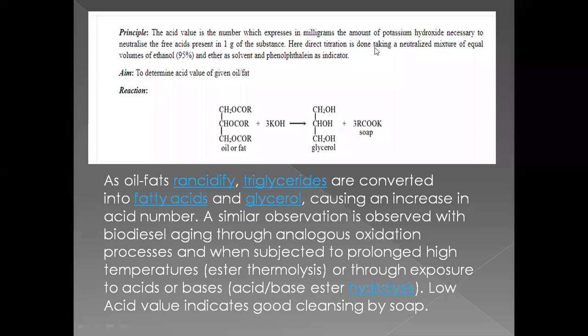Here, direct titration is done taking a neutralized mixture of equal volumes of 95% ethanol and ether as a solvent and phenolphthalein as an indicator. So this neutralization is done by potassium hydroxide in the presence of ethanol and ether as a solvent. So this is a formation of potassium salt of free fatty acid, that means soap.